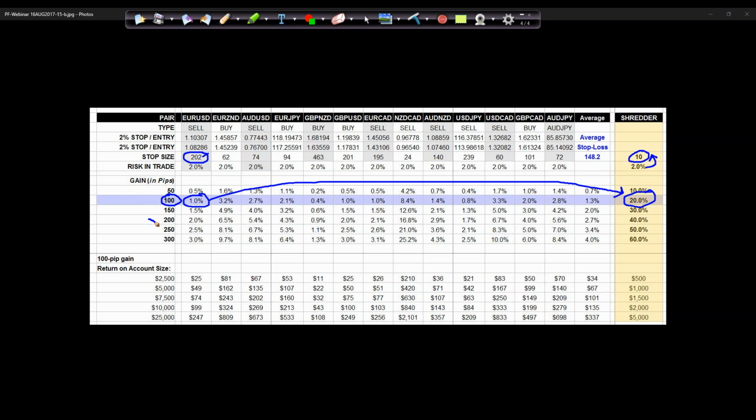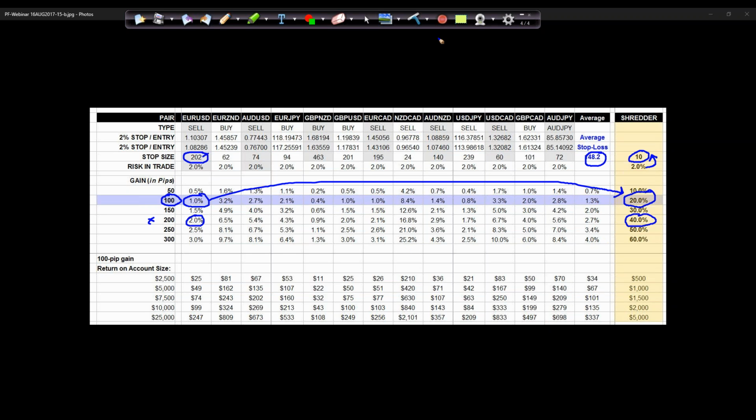What about when it goes 200 pips and he's making 2%? Guess what? 40%, because it's a 20x multiplier against this average. Against this average, 148 versus 10, right? So this is what should interest you.